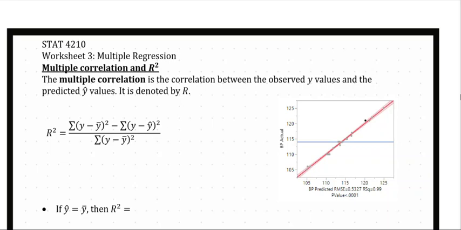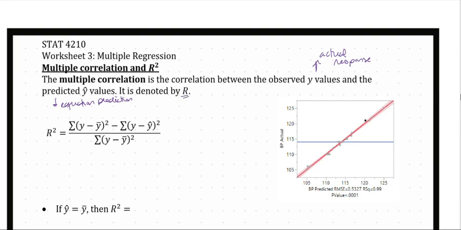So now we're going to think about multiple correlation and R squared. And that is really the multiple regression extension of correlation and R squared. The multiple correlation is the correlation between the observed Y values, the actual response, and the predicted Y hat values. This is what the equation predicts based on the model. The multiple correlation is denoted by capital R.